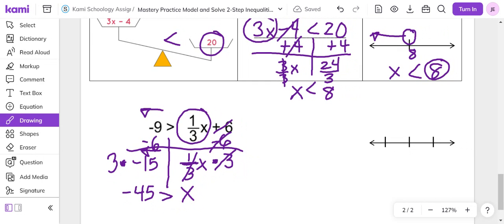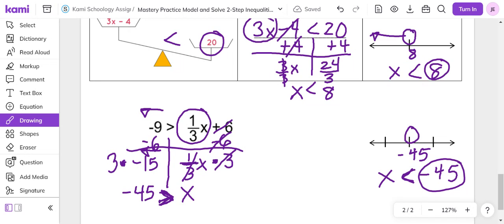All right, so now x is on the smaller side of the symbol or the less than side. So x is less than -45. So the symbol here, x is less than, x is on the smaller side of the symbol. So we're going to put -45 and put a circle here at -45. And we're going to go in the less than direction.